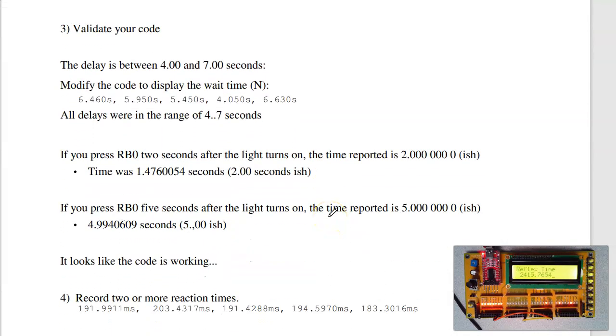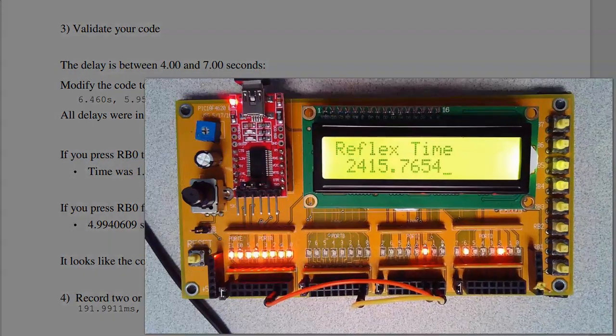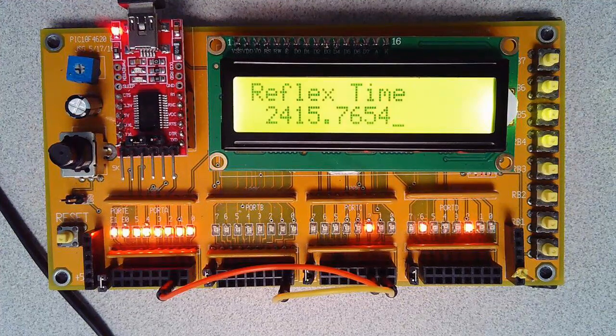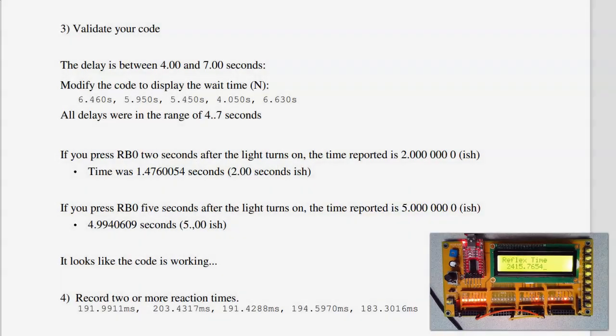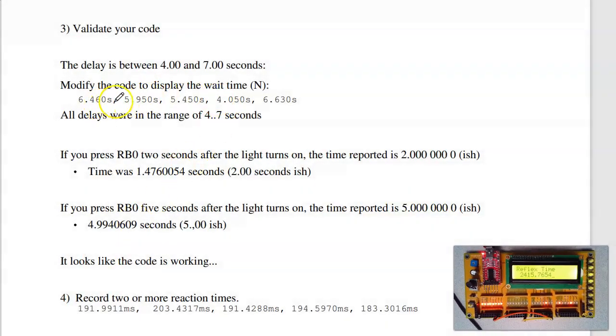All right, once you get your code working, you can do something with it. First part is to validate your code. If I modify the code so I display the time delay, I display that right at a little short snippet routine. And the time delays were 6.4, 5.9. Time delays between 4 and 7 seconds. That looks good. I can check the interrupts.